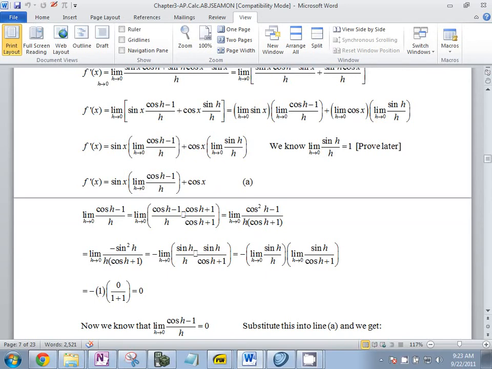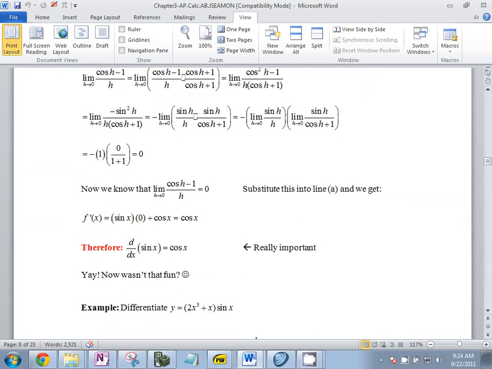Yeah. If you do similar work, you can prove that the derivative of cosine is not sine. It's negative sine. If you do similar work, one extra little negative sign gets generated, and you end up with the derivative of sine is cosine. The derivative of cosine is negative sine.